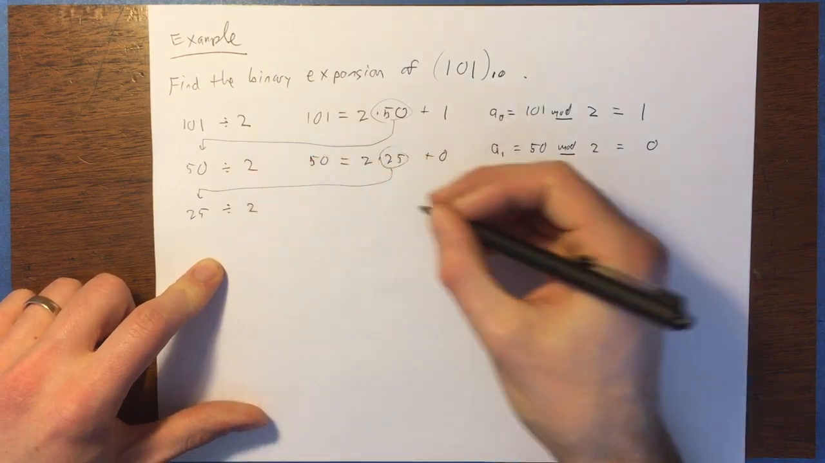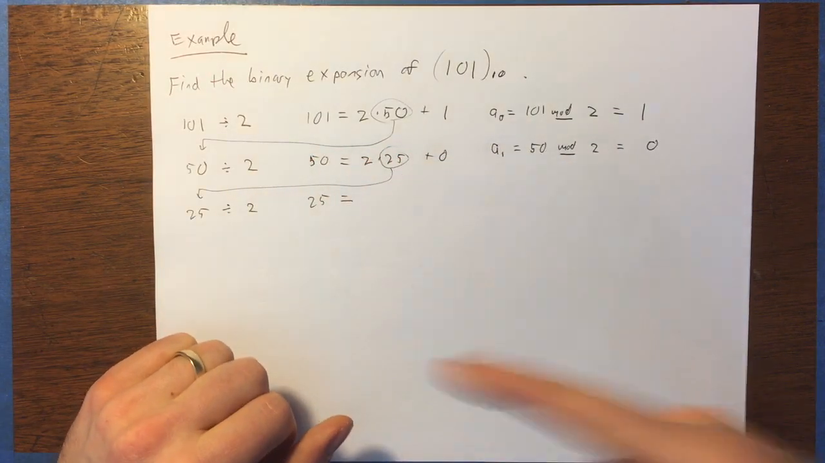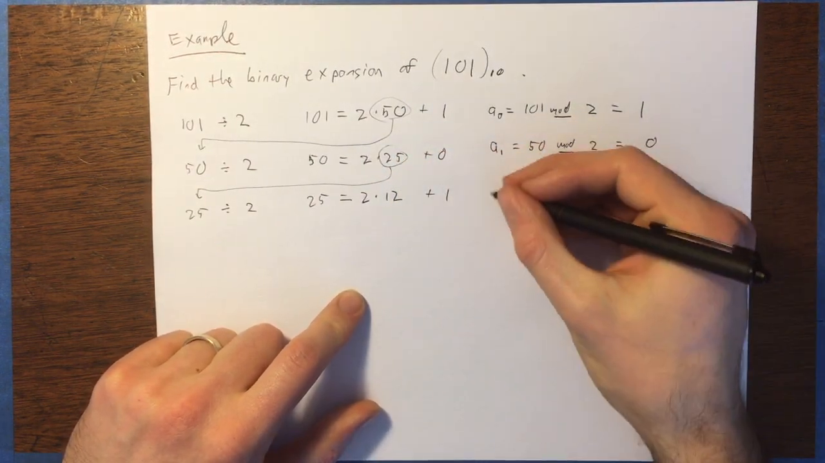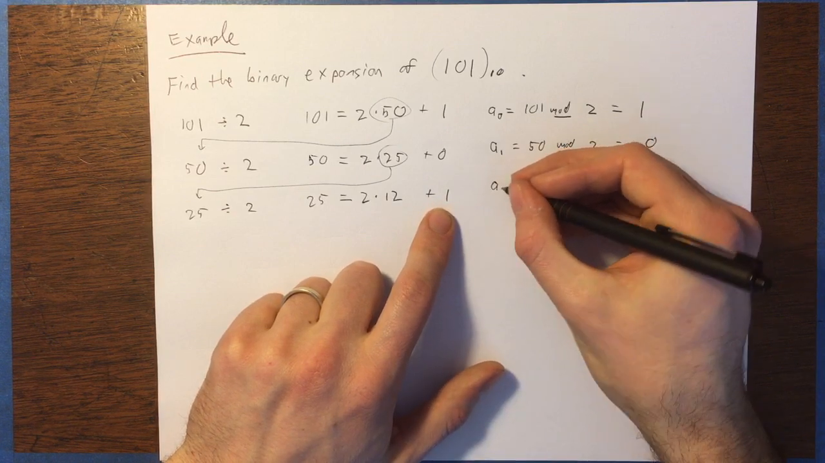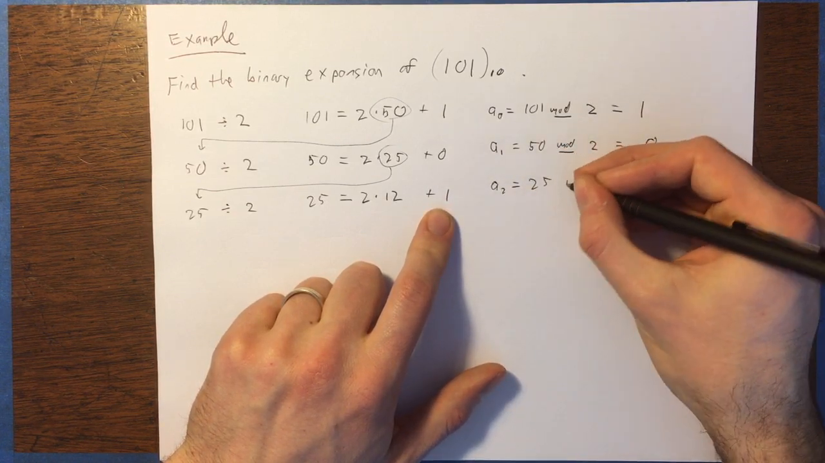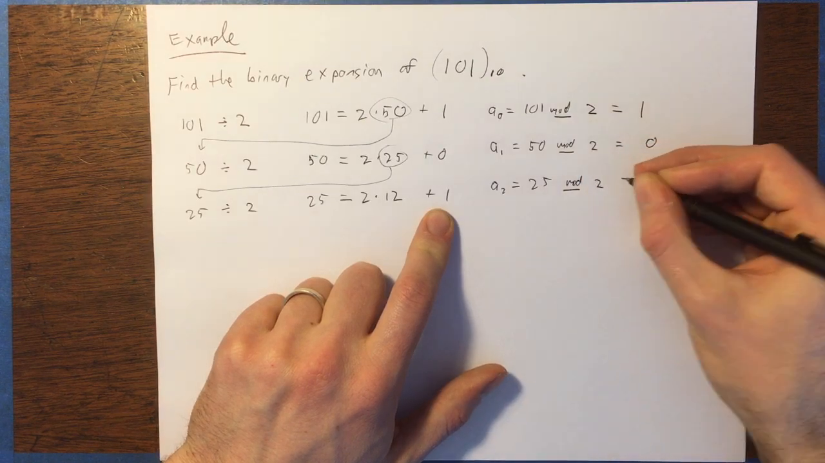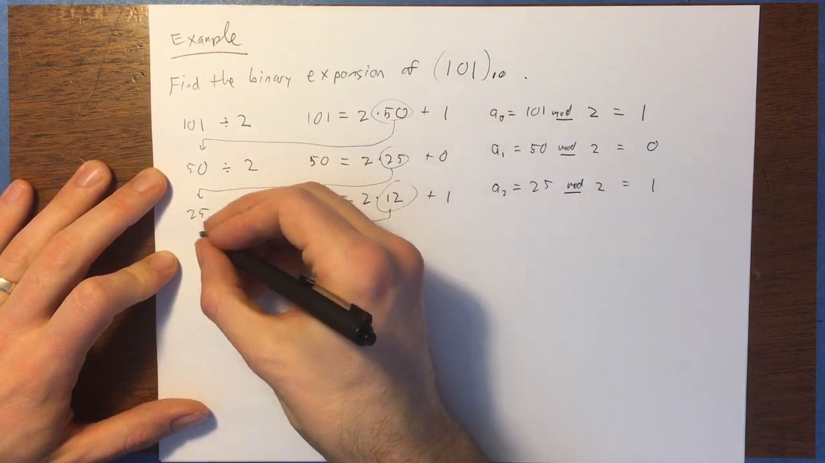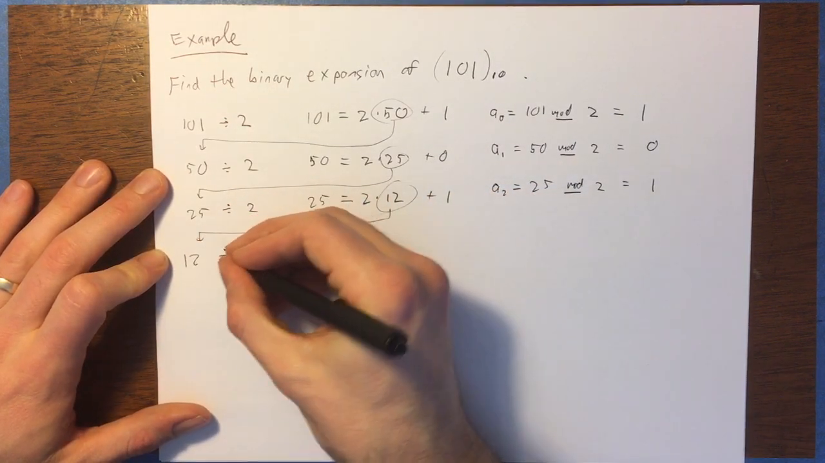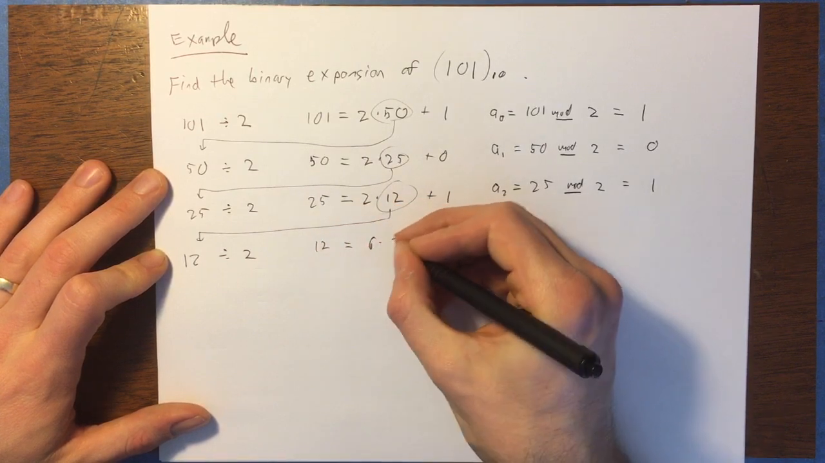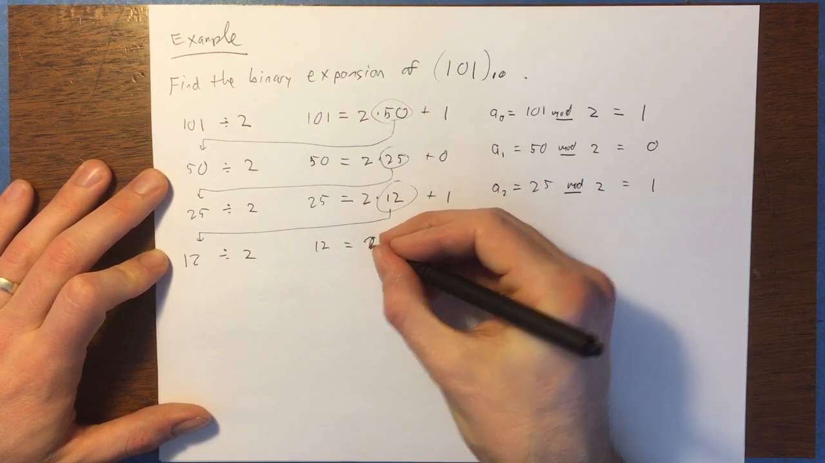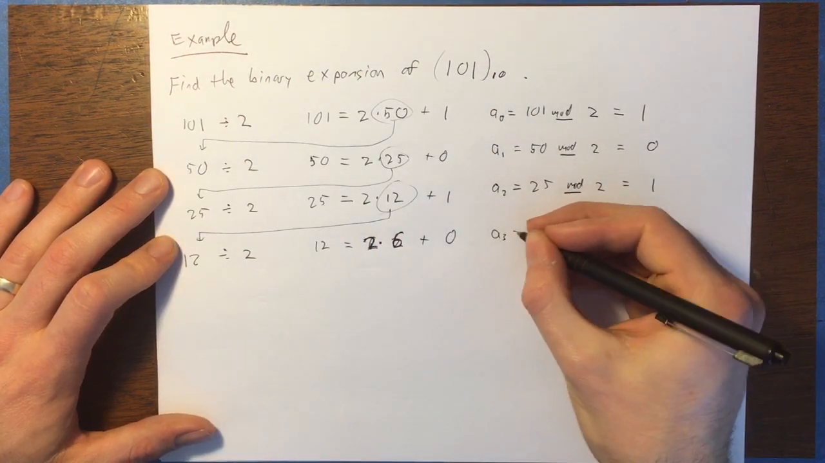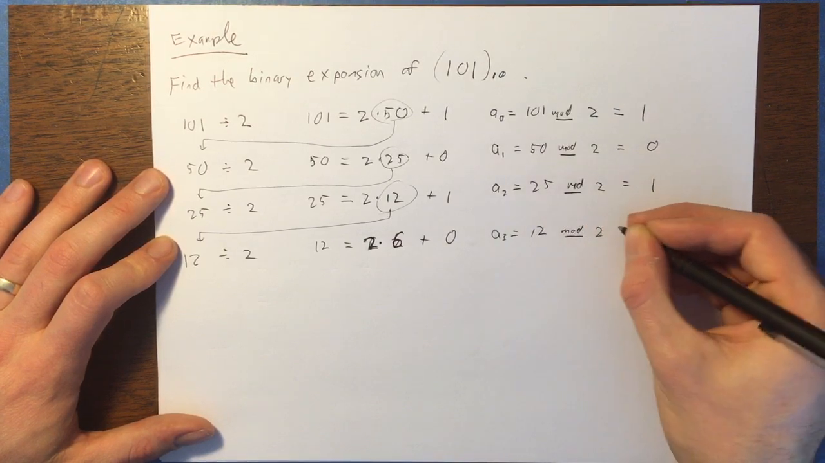25, divide by 2. All right, 25 is 24 plus 1, and 24 is 2 times 12 plus 1. So that means the remainder is 1, first of all, so A2 is going to be 25 mod 2, which equals 1. And then we take our quotient of 12 and carry that on. 12 divided by 2. 12 is 6 times 2 plus 0. I should have written that the other way around, sorry, for consistency. 2 times 6 plus 0. So A3 is going to be 12 mod 2, which is 0.